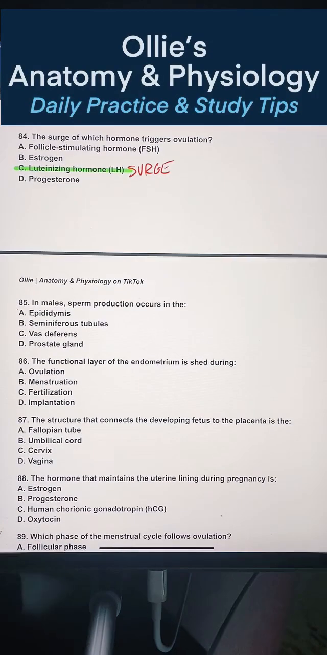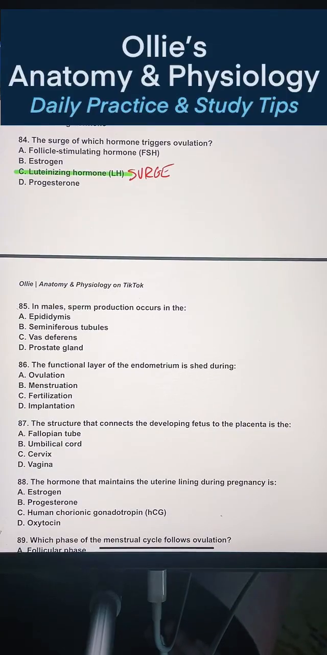Number 85, we're going to move on to the next page now. Number 85. In males, sperm production occurs in the what? A, B, C, or D? Let me know what you guys think.